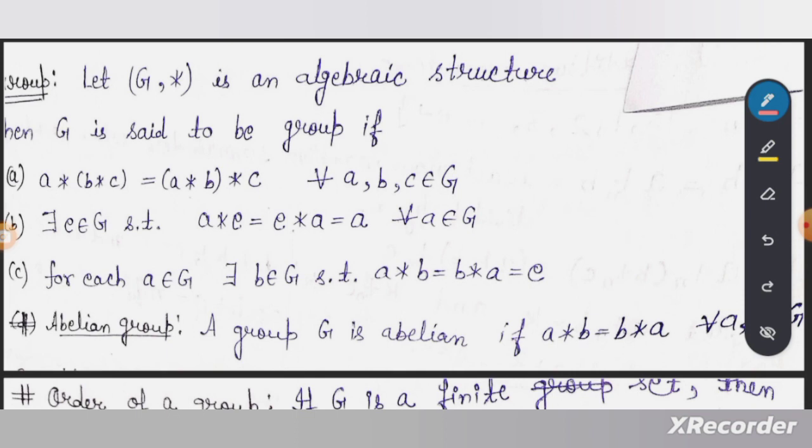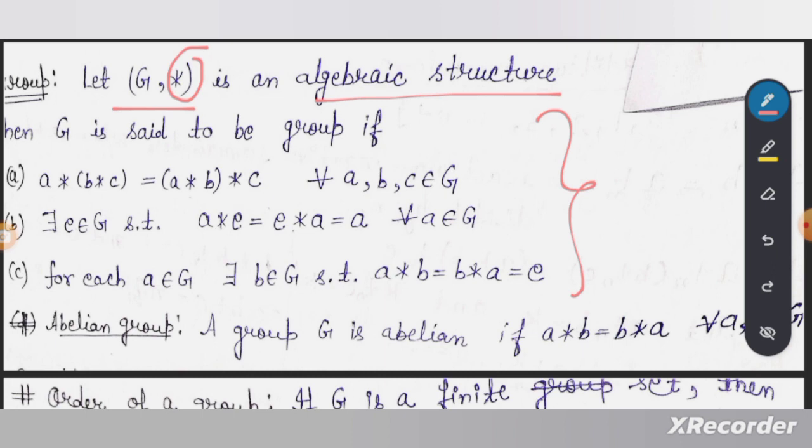Group is an algebraic structure which is satisfying all these three properties. Let G under star, star is a binary operation. What is algebraic structure? A set equipped with one binary operation on it is called an algebraic structure. So, what is binary operation?